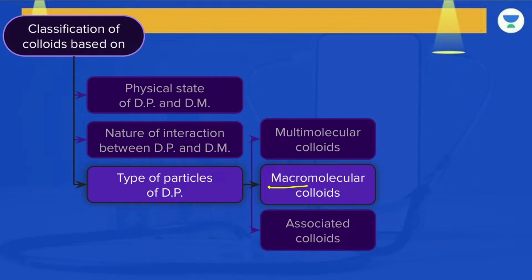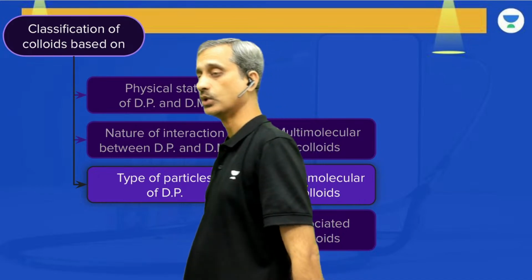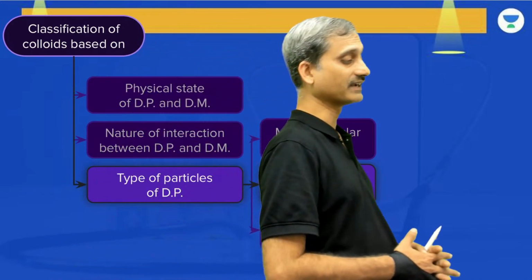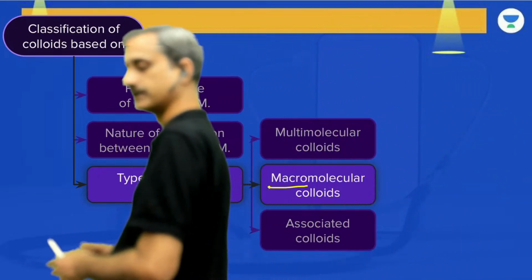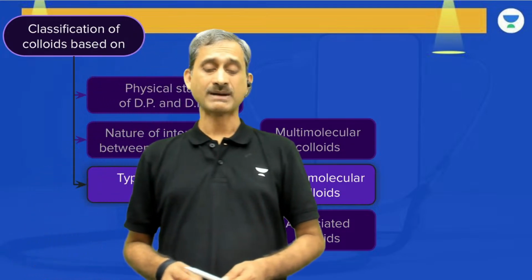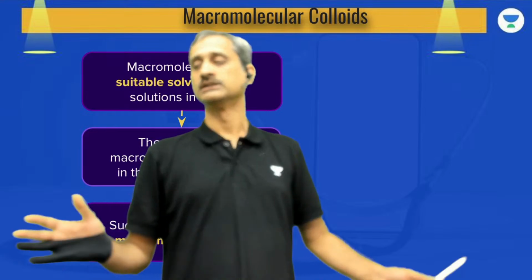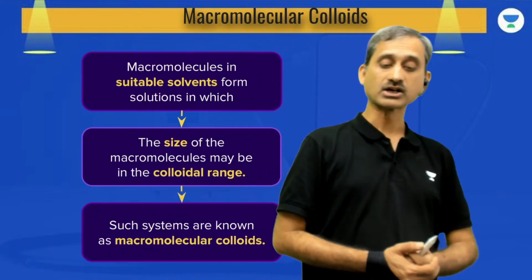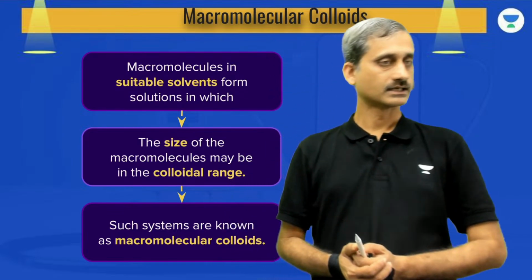Now I can actually show you that blood is a colloid. The experiment that we do is the Tyndall effect, which shows us the difference between solutions, suspensions, and the colloids. So macromolecular colloids, we have already understood: starch, protein, the macromolecules. The size of the macromolecules is in the colloidal range. Is this clear?